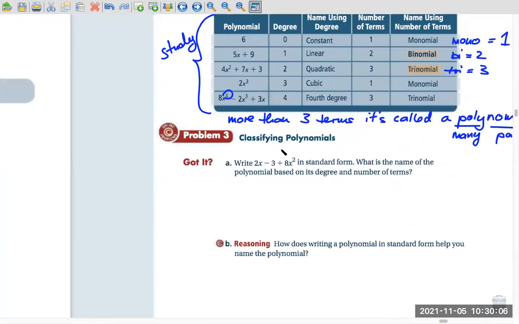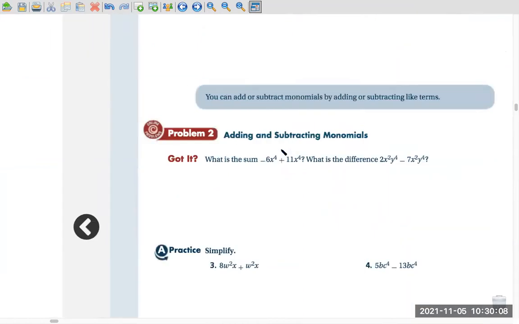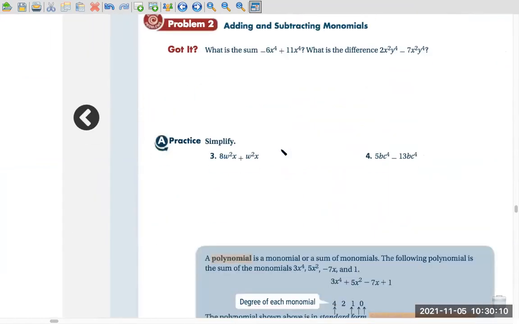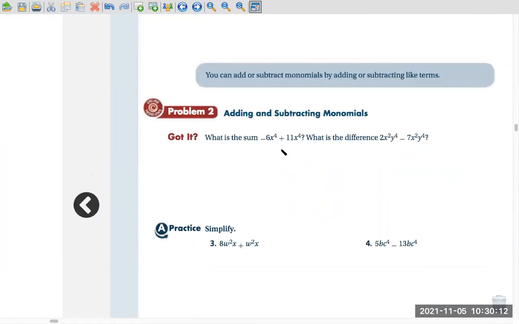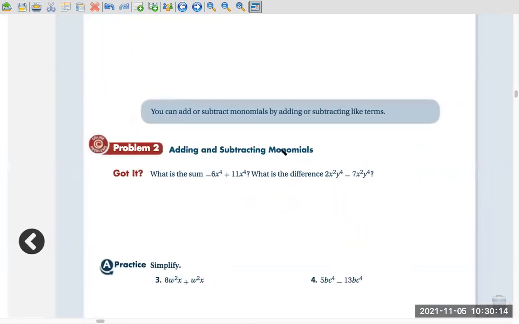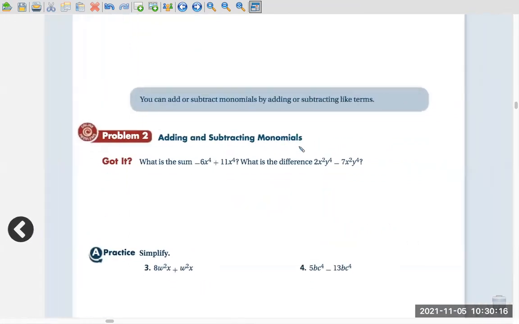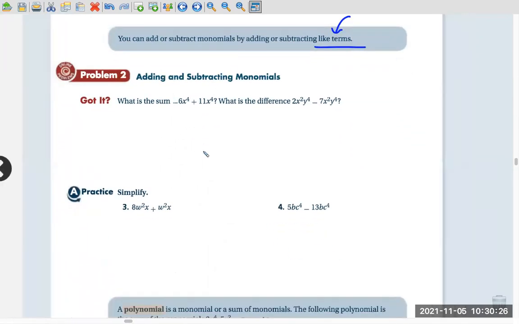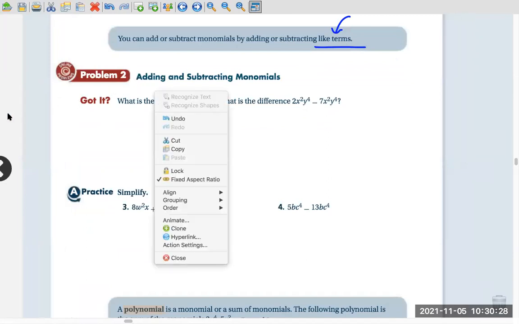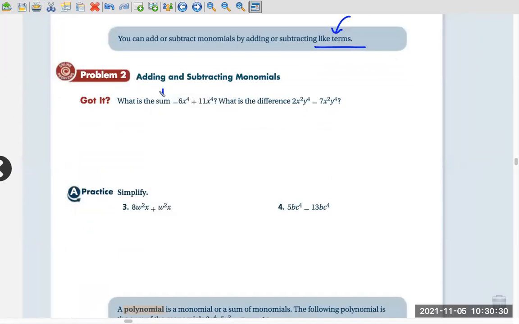And then let's go back to the other page because I kind of skipped a little bit. This is now page 640. And I want to do problem 2, adding and subtracting. And it tells you right up here, you can add or subtract by adding or subtracting like terms. So this is important, okay? So what is the sum? Sum means adding.